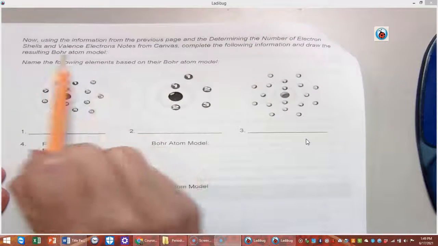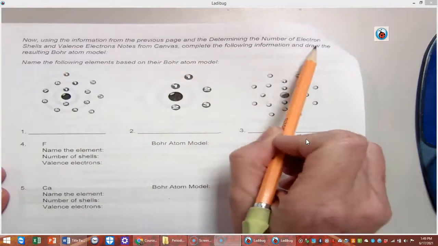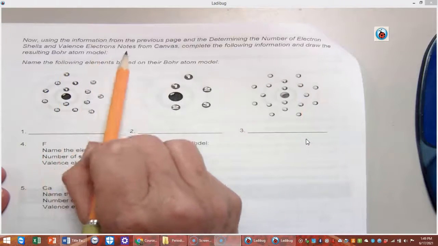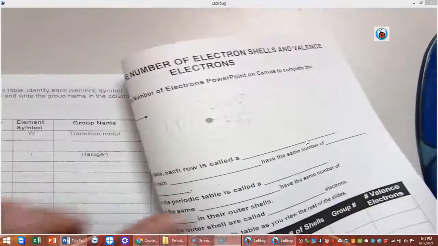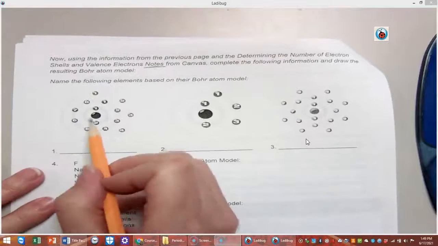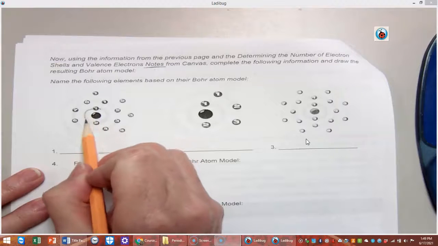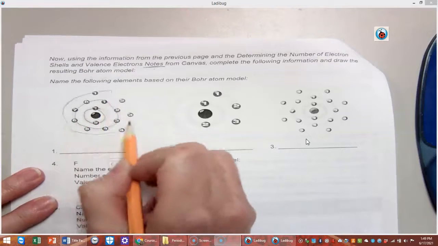Okay, so it says now using the information from the previous page and the determining the number of electron shells and valence electrons notes. Okay, so that's the notes you just used to complete this page. Okay, and we need a periodic table. All right, so it's kind of hard to see, but can you see that there's actually lines here? Okay, these are our electron shells.